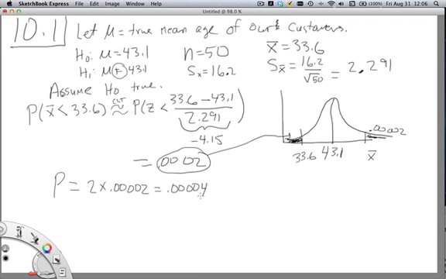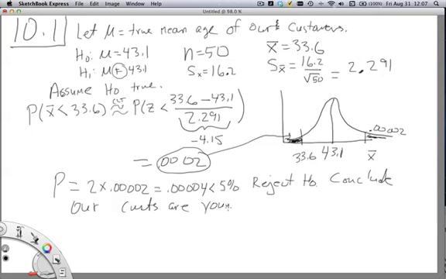So part B asks, perform a two-sided test at the 5% significance level. Well, this is less than 5%, so we reject H naught. Conclude, our customers are younger than the general population.